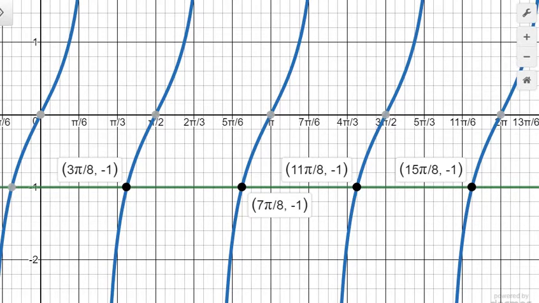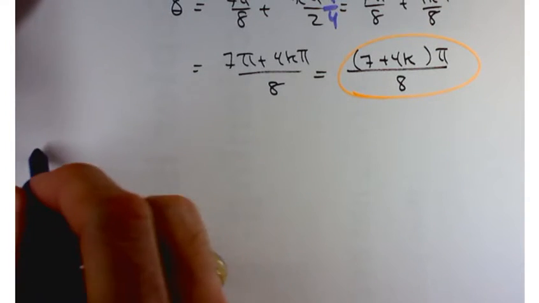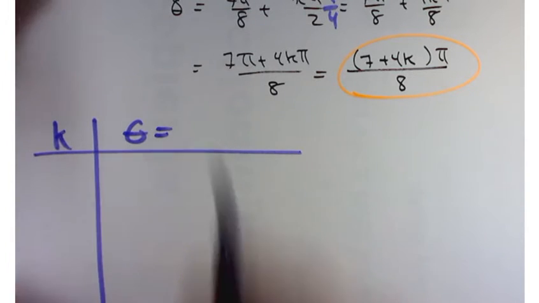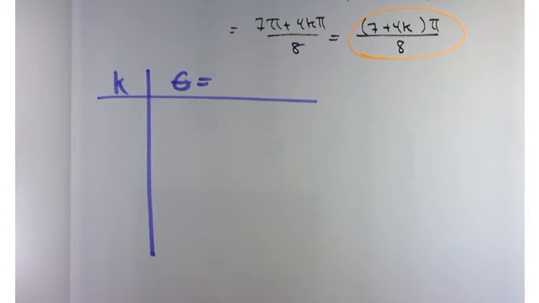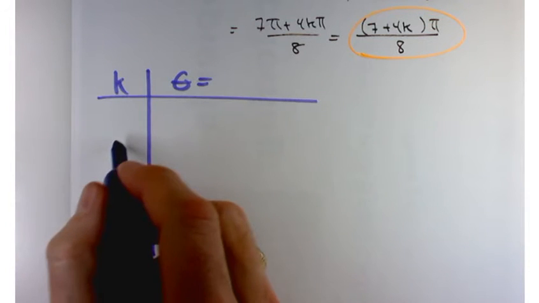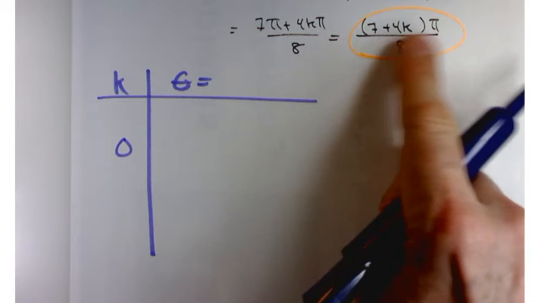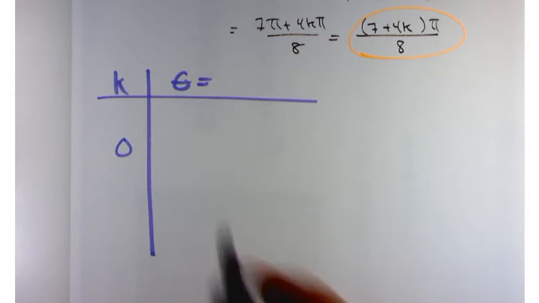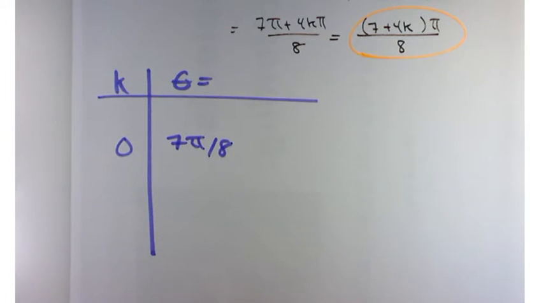So let me go back to this here. And we'll make ourselves a little table. Here's k. Here's theta. What would be some values of k that we could choose? What's the easy one we're always going to start out with? 0. So let's start out with a 0. If k equals 0, and I think I like factoring out the pi here, if I put in a 0, what's left in the parentheses? 7. So I'm left with 7 pi over 8. So that's clearly one of the solutions.